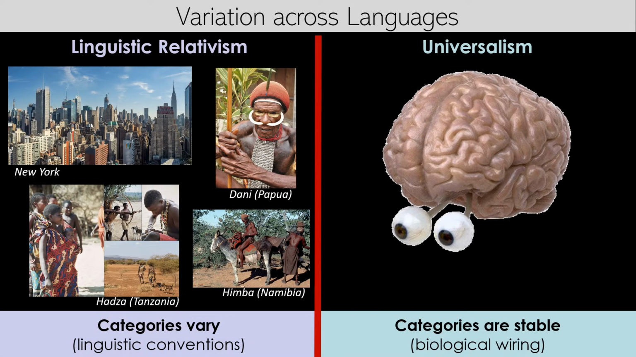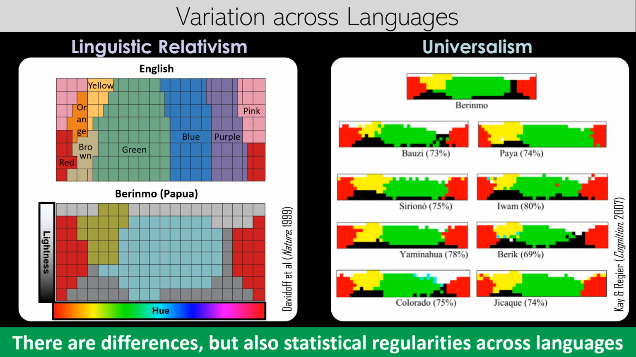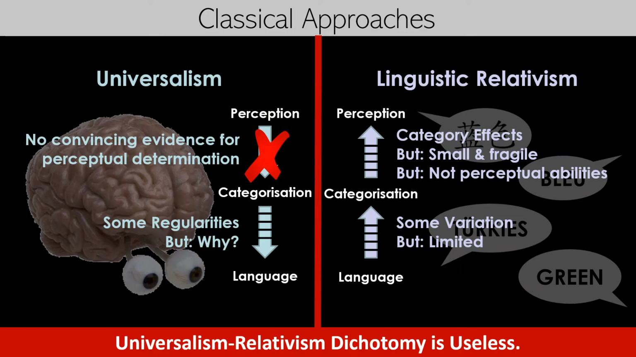Remember that categories are expected to vary across languages according to linguistic relativism, but to be stable according to universalism. There are clear differences across languages, especially when comparing our color categories with those of non-industrialized languages. However, there are also statistical regularities across fundamentally different languages. In sum, there is some evidence for regularities across languages, which is in line with universalist predictions. However, there is no convincing evidence for perceptual determinants. So it is an open question where those regularities come from.